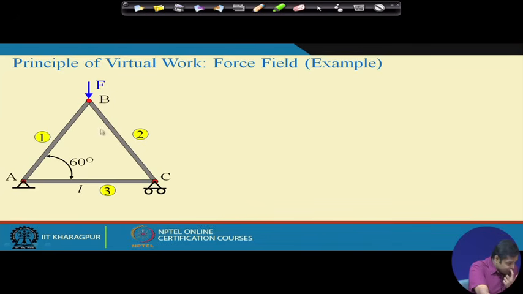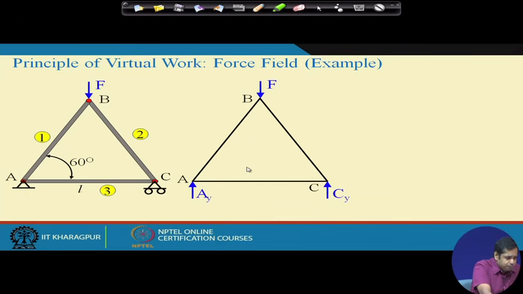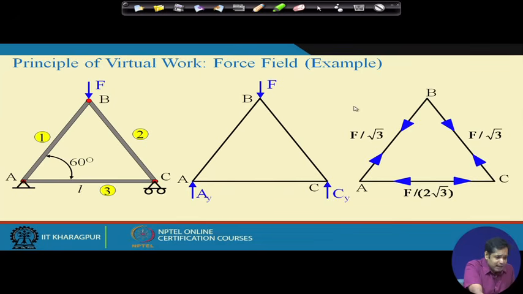Now, let us consider a truss problem. If you remember this truss, last week we solved this truss using the equilibrium condition. We obtained the internal forces using the equilibrium condition. Now, suppose these members are numbered 1, 2, 3 like this. If we draw the free body diagram of this object, then these are the reactions, and then we have the external force at B. Because of this external force, we get the member force in all the members, and these are the member forces in different members.